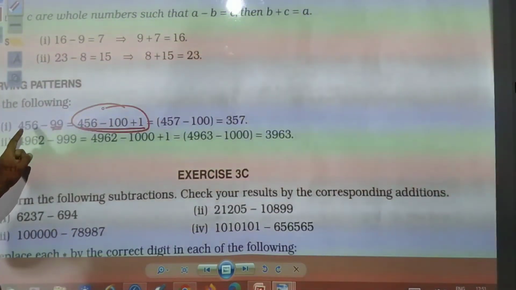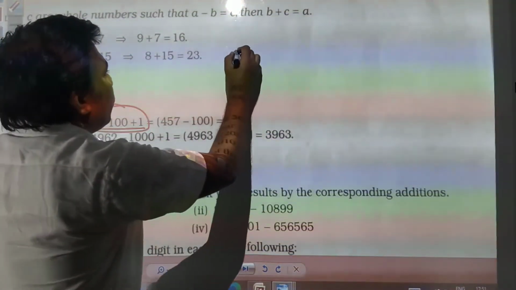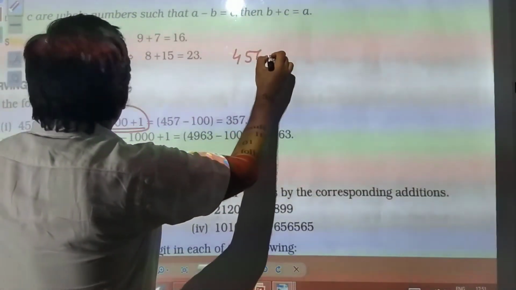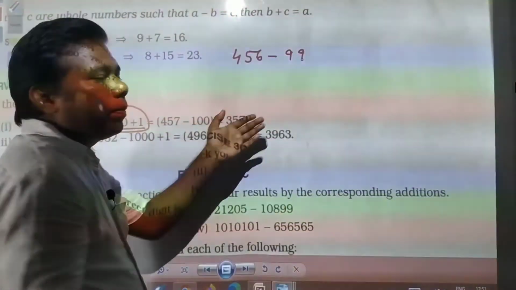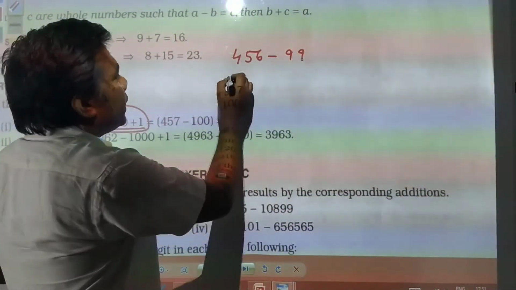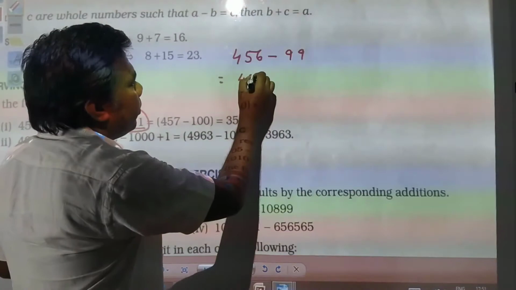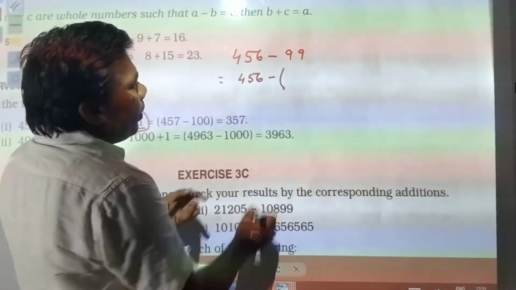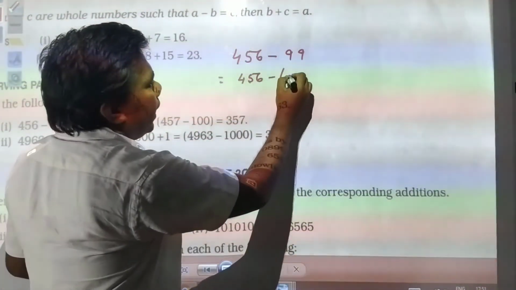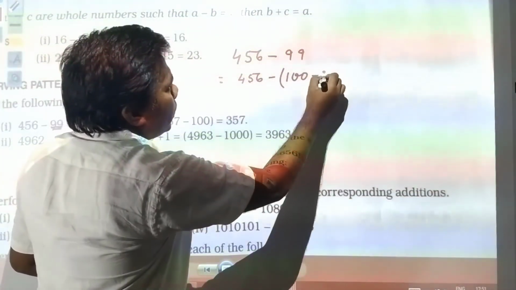Here you see how it is done. 456 minus 99 you have. So this can be written as 456 minus, in bracket you write, 99 can be written as 100 minus 1.